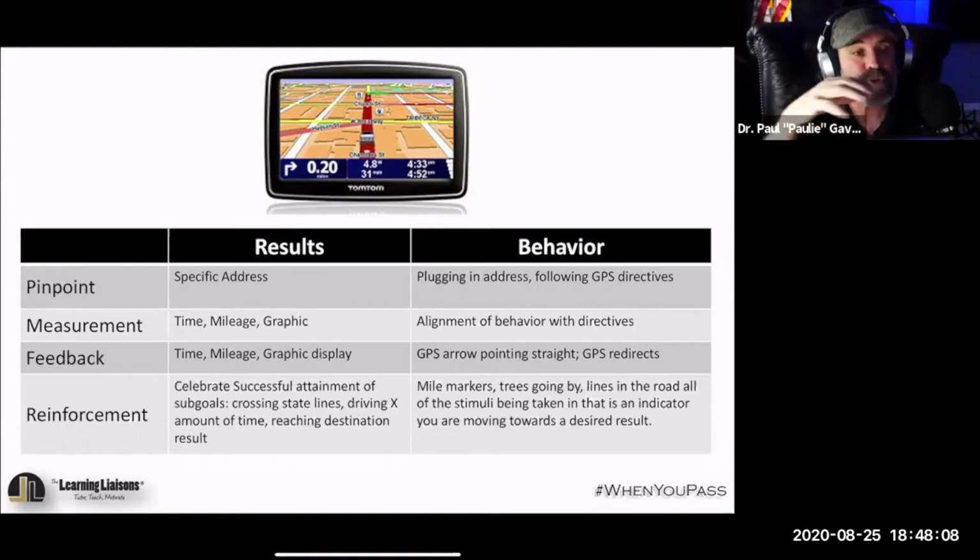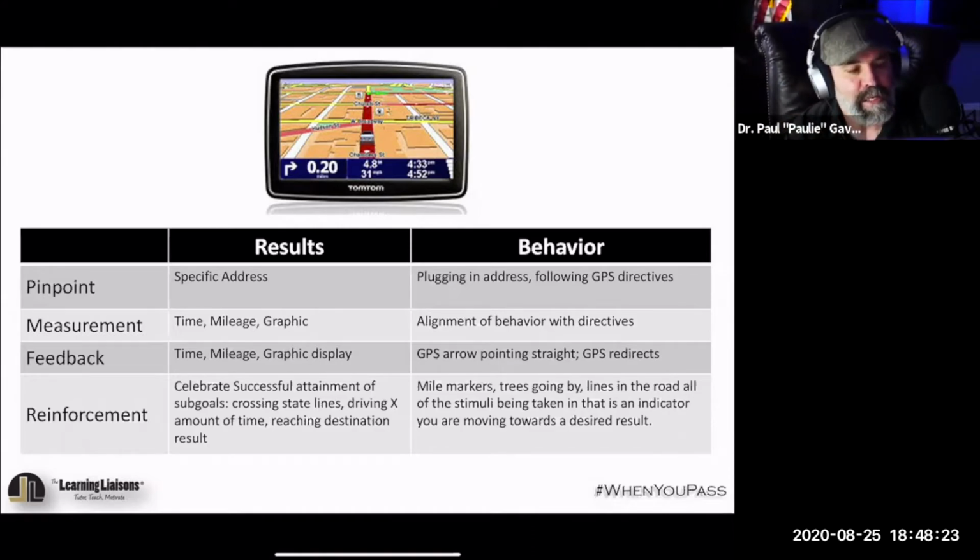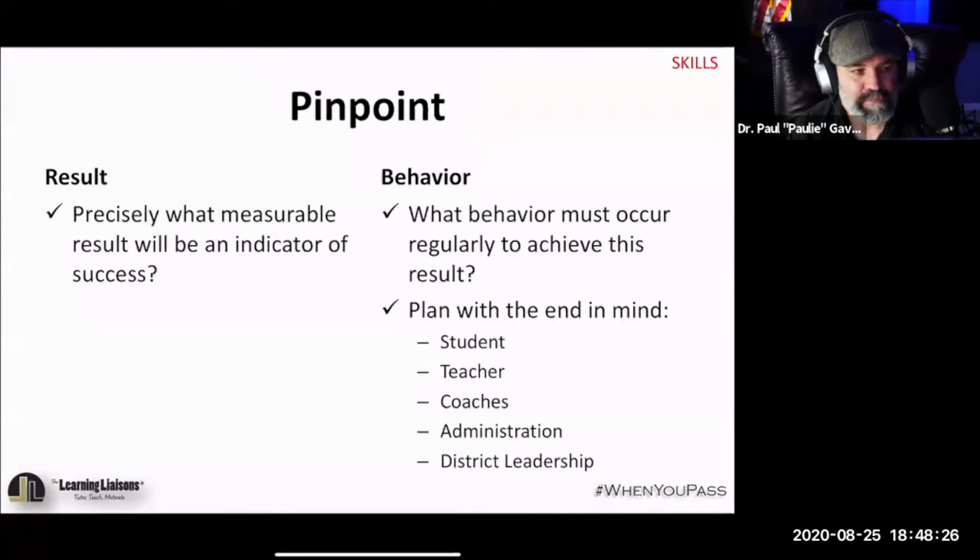And what's letting you know you're going in the right direction? What's reinforcing your behavior in the moment? You're seeing all that stimulation that's coming by. You're seeing the trees. You're seeing the lines move by. All these things are letting you know you're on the right path. And that keeps you engaging in that behavior of driving, following the GPS, okay? Okay, next slide here, okay?